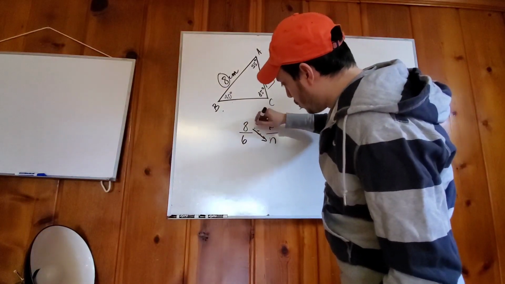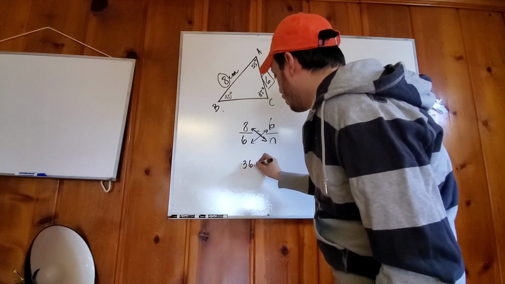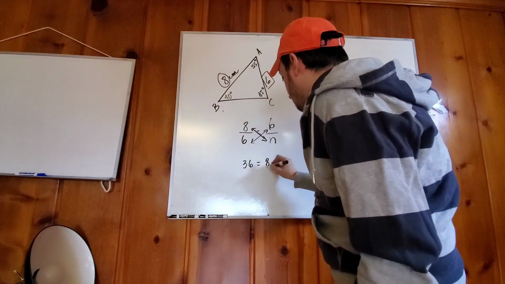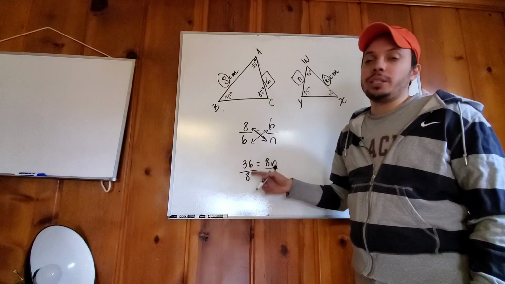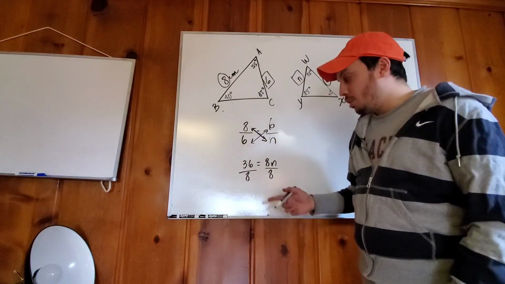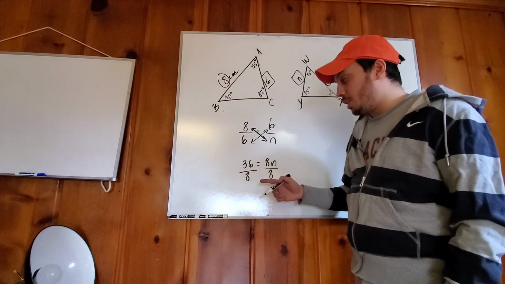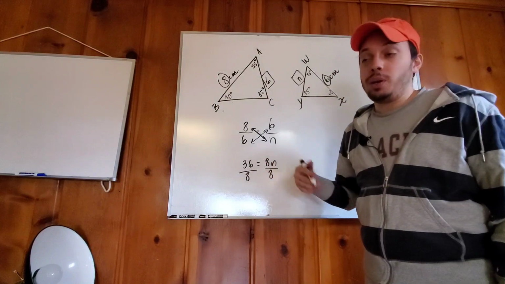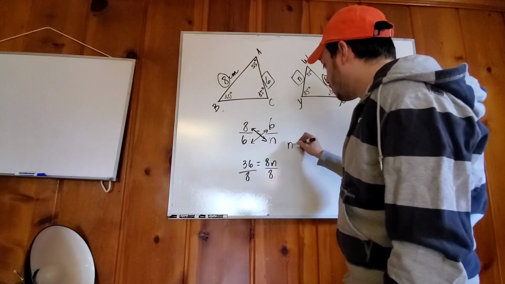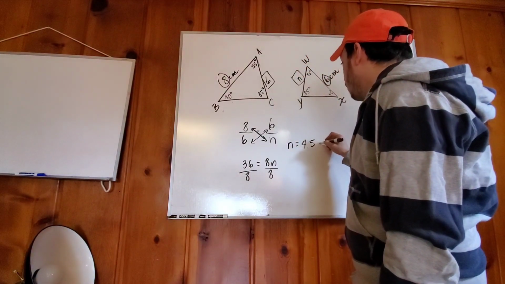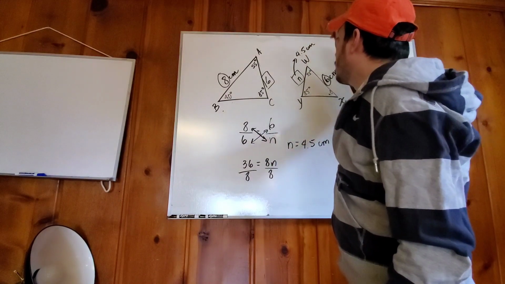And so cross multiplication. 6 times 6 is 36 equals 8N. Then divide by 8. This is obviously not going to be a whole number because 36 divided by 8 is not a whole number. You could have done 40 or 32, but not 36. However, 36 is halfway between 32 and 40. So we know that it's going to be 4.5. So N is going to be 4.5 centimeters. Yay!